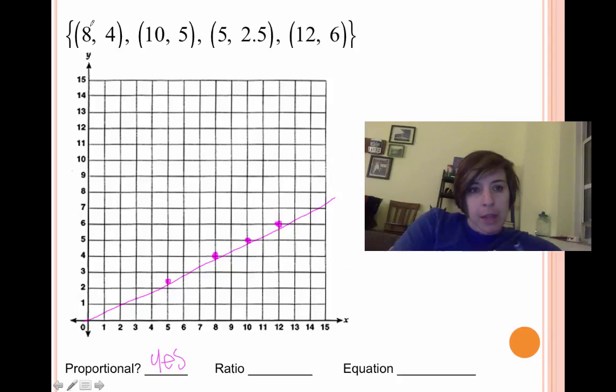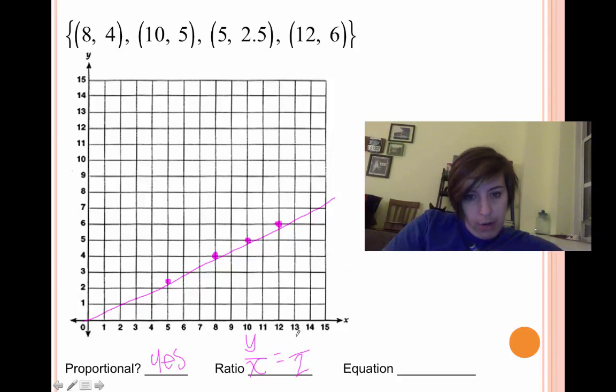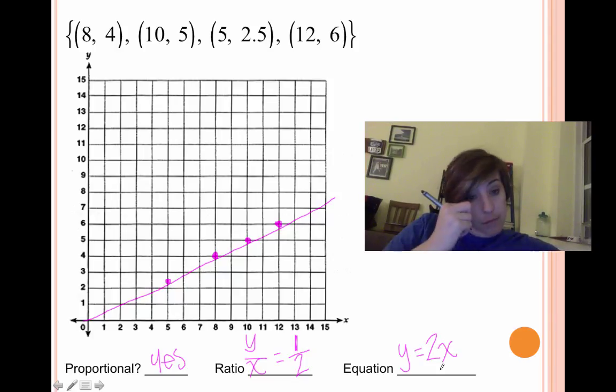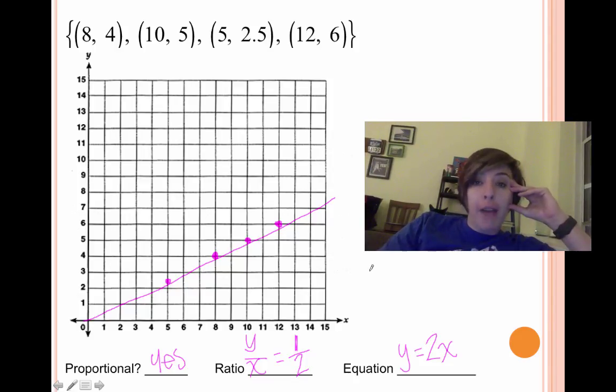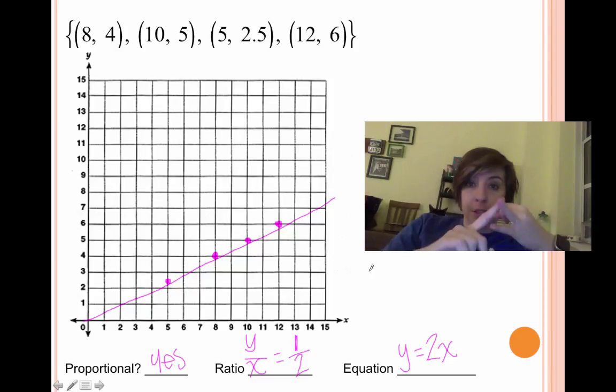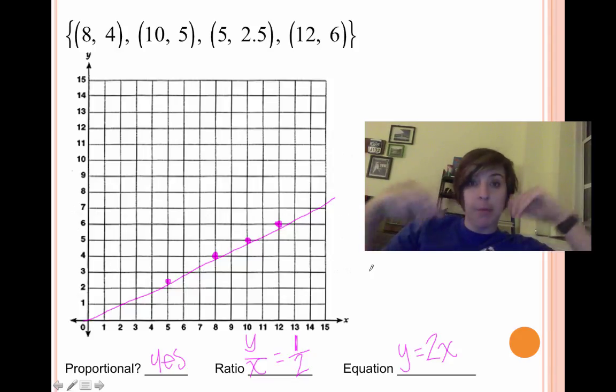So what is the relationship between the x and the y? Remember, we do y over x. Our x is 2, and our y is 1. So that means y equals 2x. So this is what we are talking about when we talk about graphing and finding proportional relationships on a graph. All you have to do is look and see, is it a straight line? Does it go through the origin? Yes, yes, that is a proportional relationship.